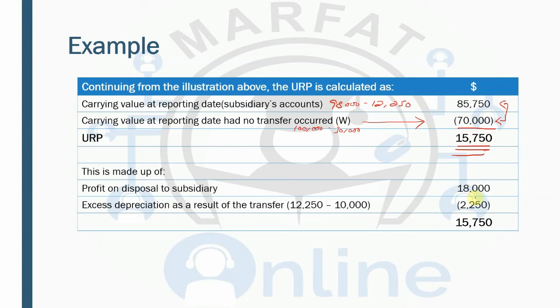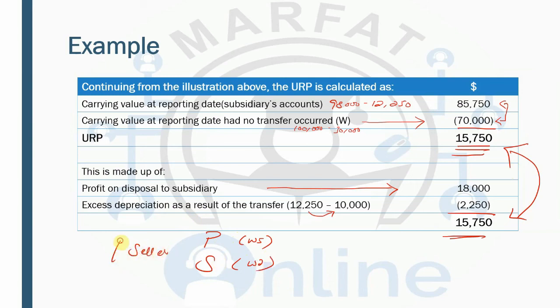And you can also calculate this way by taking profit on disposal, which was 18,000 minus the excess depreciation, which is 2,250. This is the same. So this is how you calculate the unrealized profit on the sale of the non-current asset. So if the parent is the seller, it should be deducted from working number 5. And if the subsidiary is the seller, it should be deducted from working number 2. So this is another important concept that you need to remember.